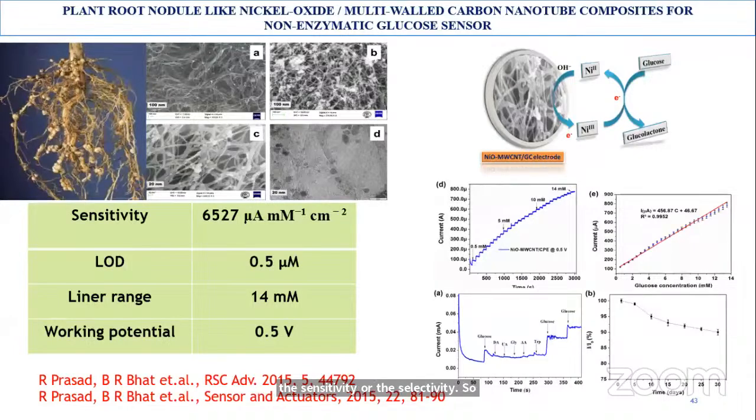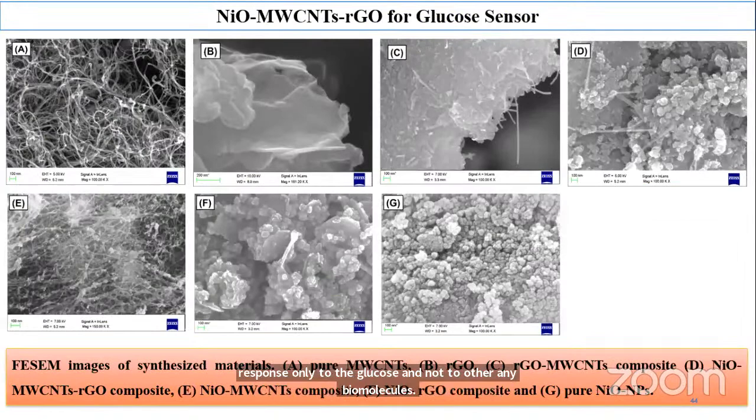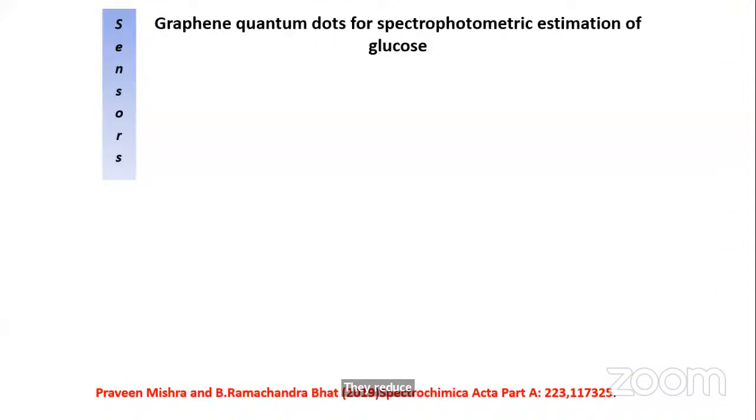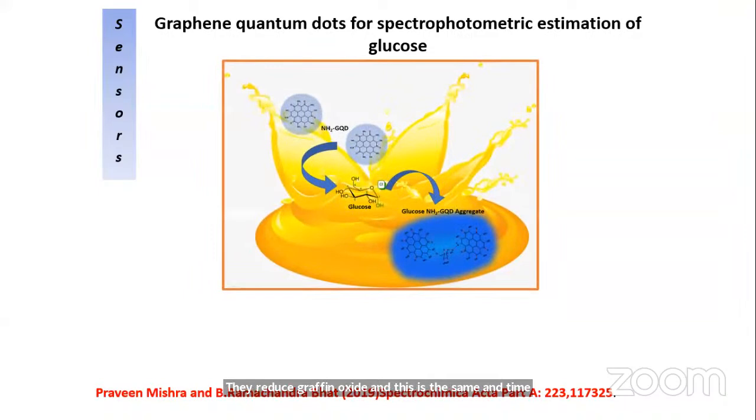Along with glucose, when you take a blood sample, you have other biomolecules. The nickel oxide multi-wall carbon nanotube gives a response only to glucose and not to any other biomolecules. And these are the SEM and TEM images of the material. You can see that we have tried nickel oxide multi-wall carbon nanotube, along with reduced graphene oxide. These are the SEM and TEM images of these materials, and you can see that this works as a very good sensor.